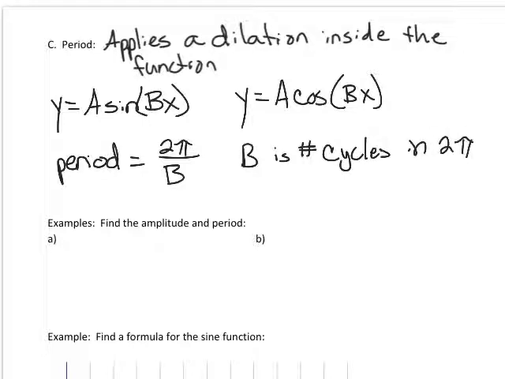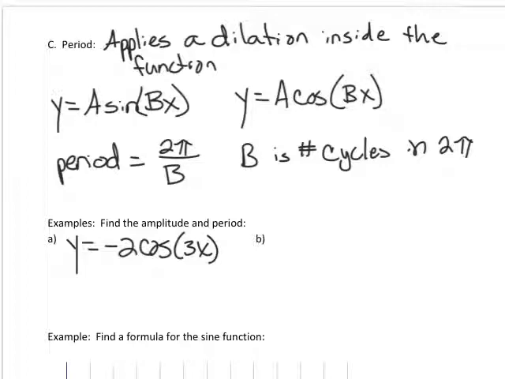Okay? It's how many times it repeats itself within the 2 pi period. Because when the coefficient is 1, that makes the period length 2 pi, which is the standard period length. So you're going to have some examples of finding the amplitude and the period.